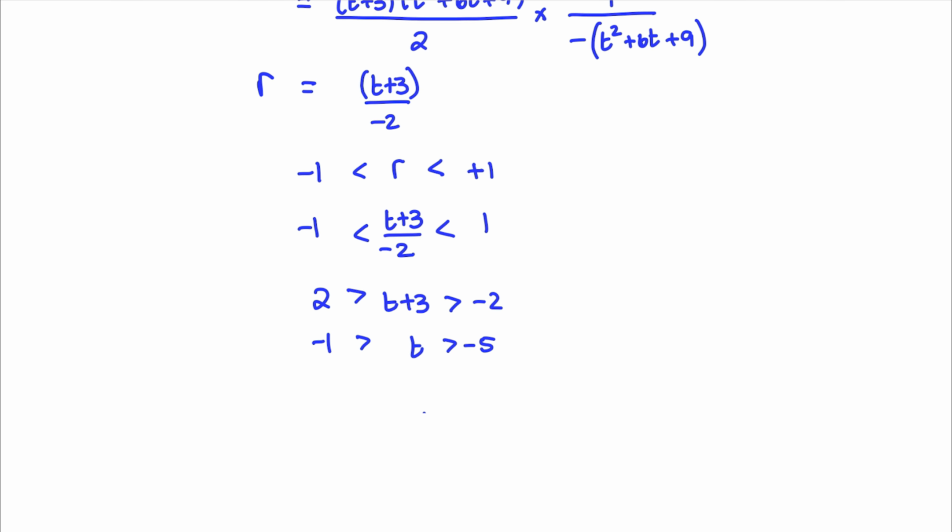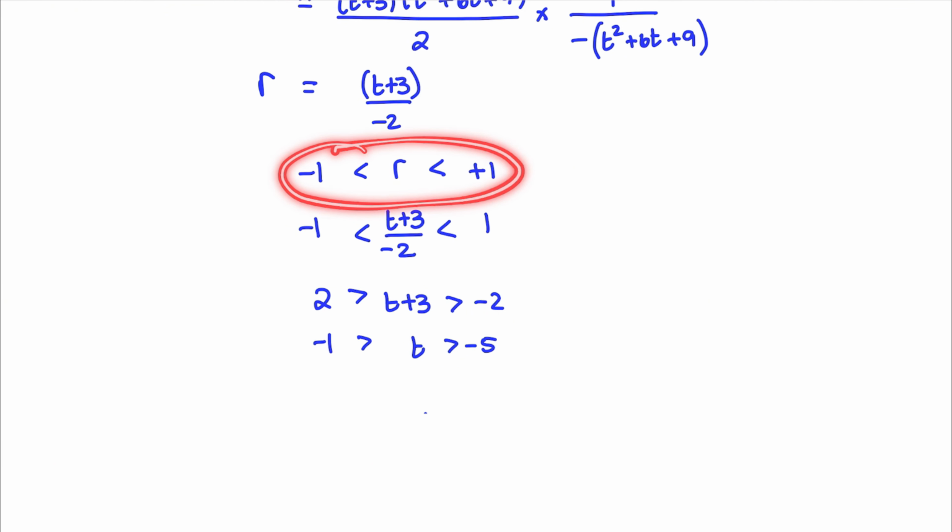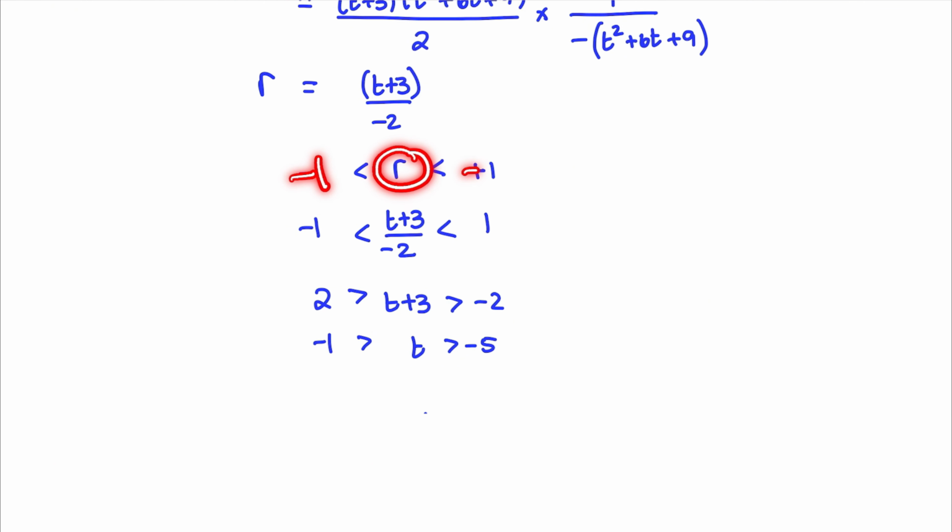Now we need to find values for r, or actually values of t, for which the series would converge. So the ratio is between -1 and +1 for a convergent series. And we have this compounded inequality that we need to solve. So how we do that is we multiply everywhere by -2. And if I do that, on the left, I have -1 multiplied with -2, and that becomes 2. And on the right, I have 1 multiplied with -2, and that becomes -2. So therefore, we have t plus 3 is between 2 and -2.